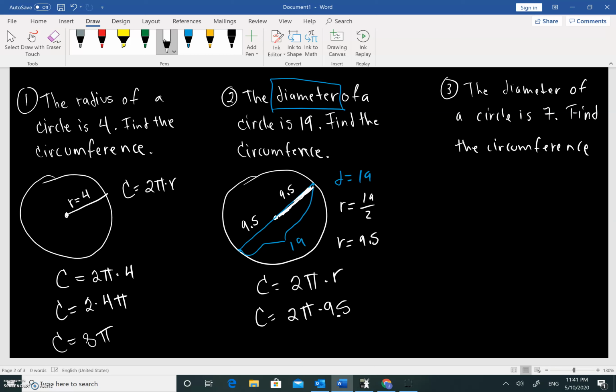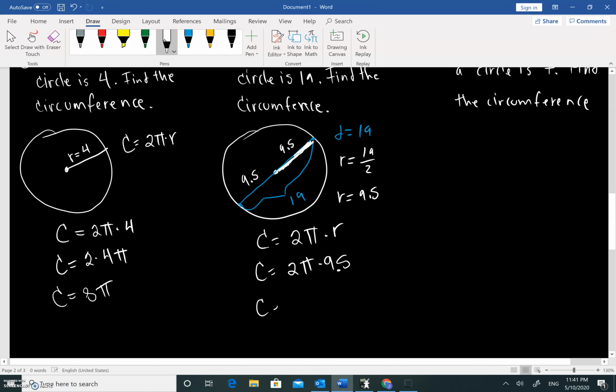Now look that we are not using the 19. The 19 does not go where r is because that's not my radius. Remember that, please. That is going to come up on your questions. So now we have 2 times 9.5 times my pi. So 2 times 9.5 is just really 19 pi. And this is my answer.